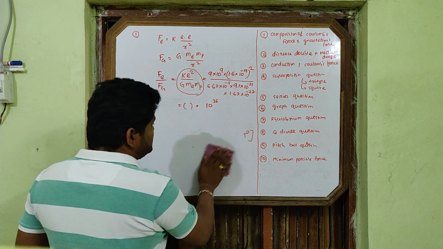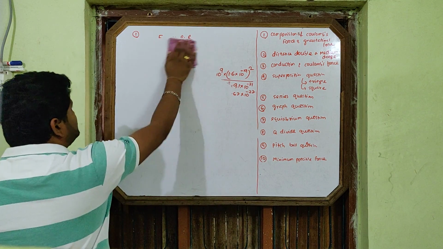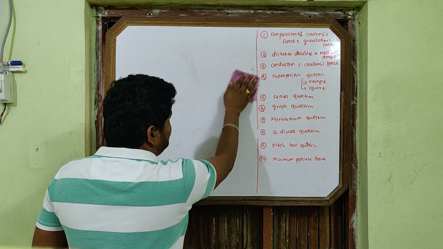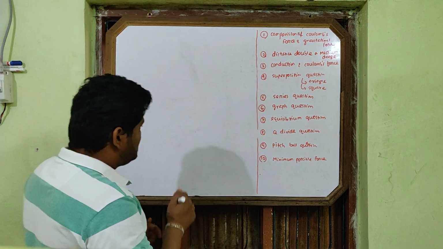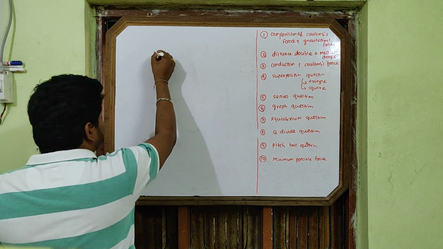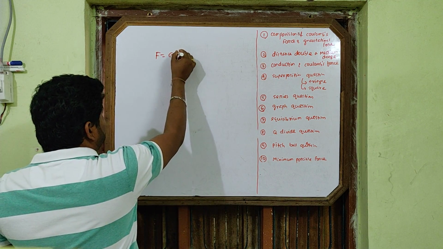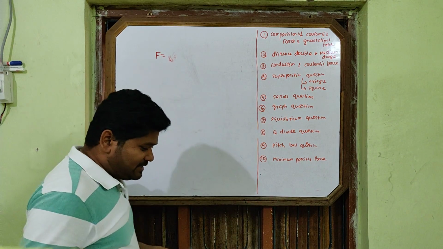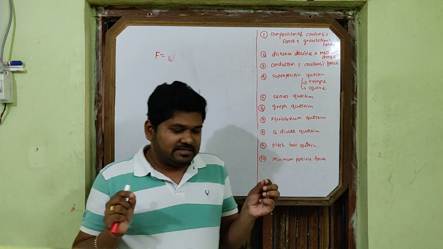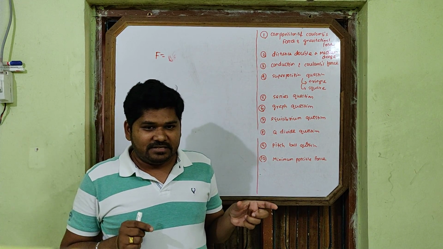Now you go to question number 2. Question number 2, what happened? The distance double question we will do first. This is very easy, small children also can do it, your juniors. Distance double means the question will be like this: two charges are there separated by a fixed distance.